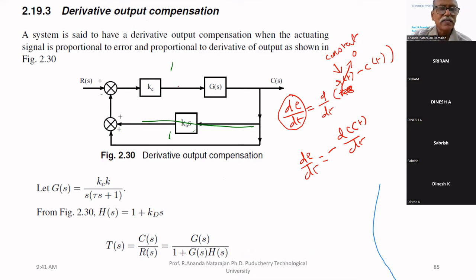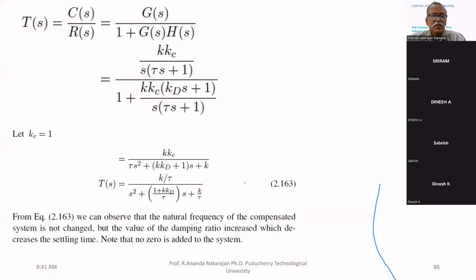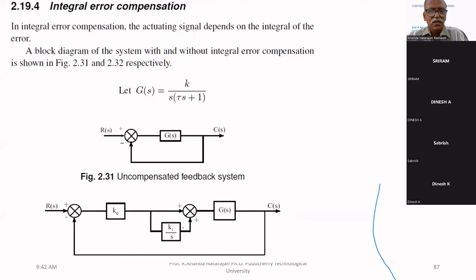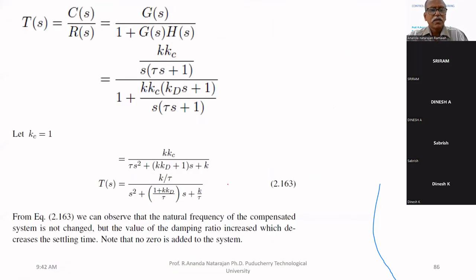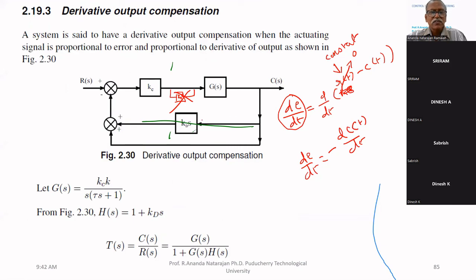So instead of putting the derivative compensator KDS here, we removed that and put it from the C(s). That is called derivative output compensation. The effect is the same. You can find the closed loop transfer function for this.